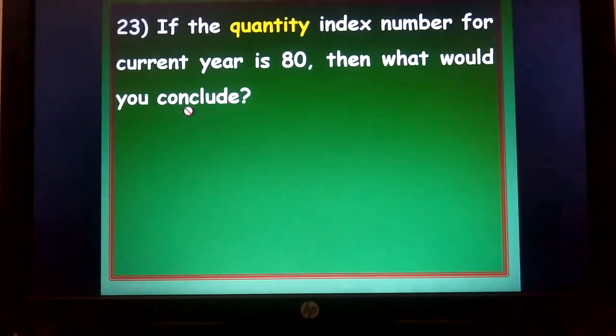conclude? Our conclusion is, as usual, what happened in the current year as compared to the base year. For the base year, 100 or 100% is the index that we know already. Compared to that, in the current year, what has happened? 80 is there. That means compared to 100, 20 is less.